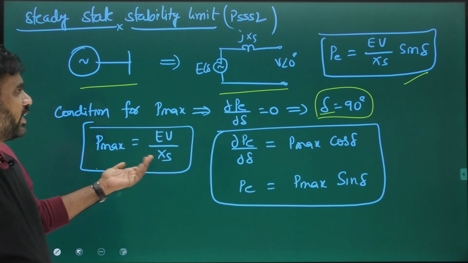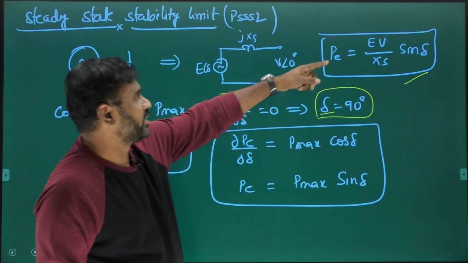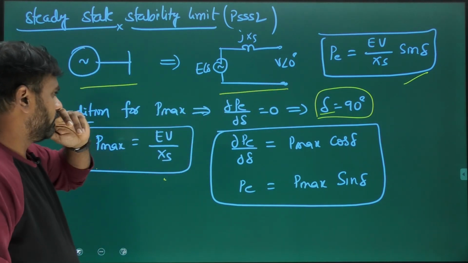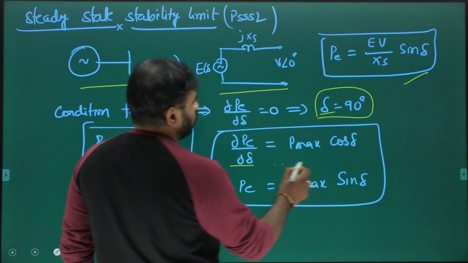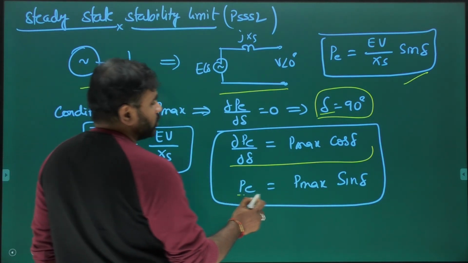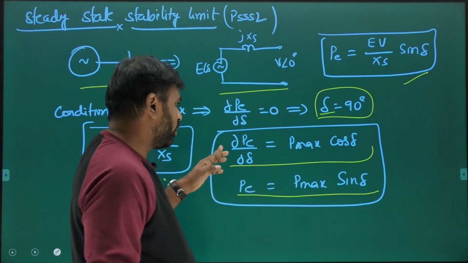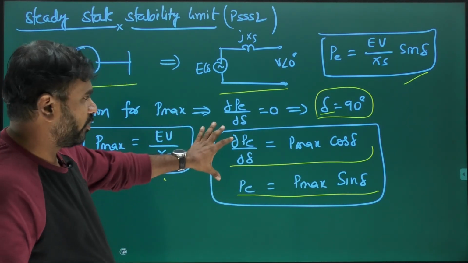So what is P max? Indirectly EV by XS. Correct or not? If we substitute delta 90 degrees, we get P max, that is EV by XS. So from that we can write dou P by dou delta is EV by XS cos delta. P is what? EV by XS sin delta. EV by XS I can replace as P max. Dou P by dou delta and the power angle equation, these two are very, very important.